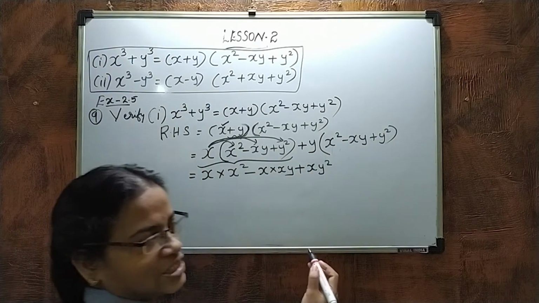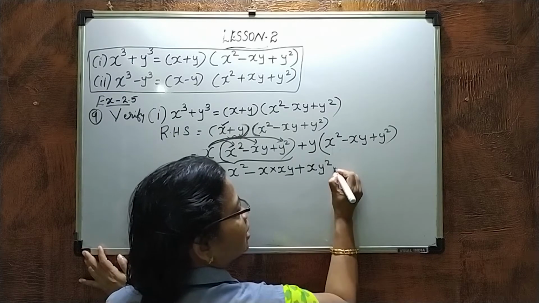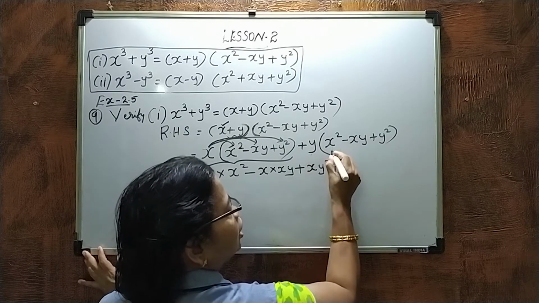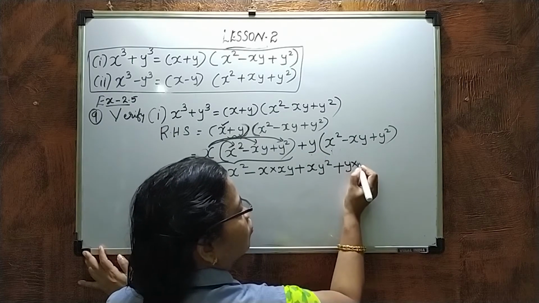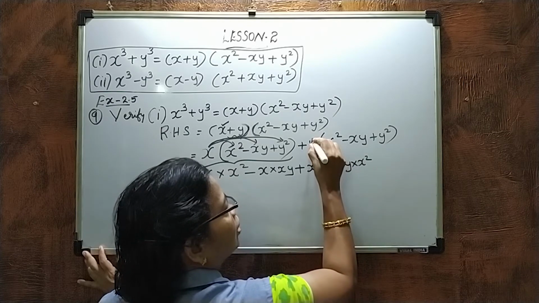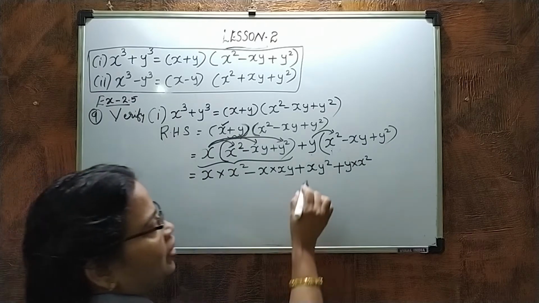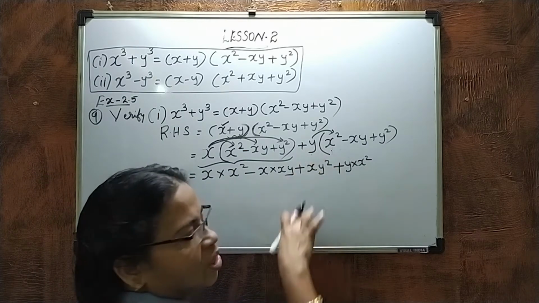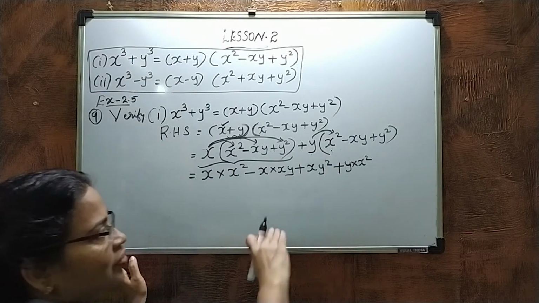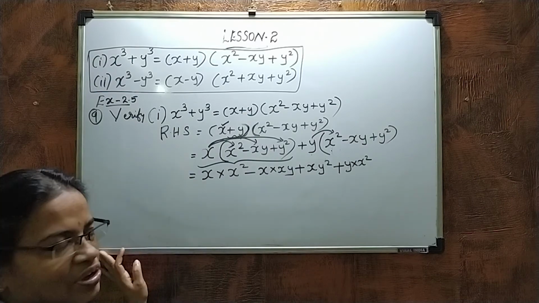We will start the next one. Here plus is there, plus y into x square. So y into x square. With this y we are multiplying this x square. Okay, here y is standing outside the bracket, right? Now we are going to remove the bracket. That we are going to do.